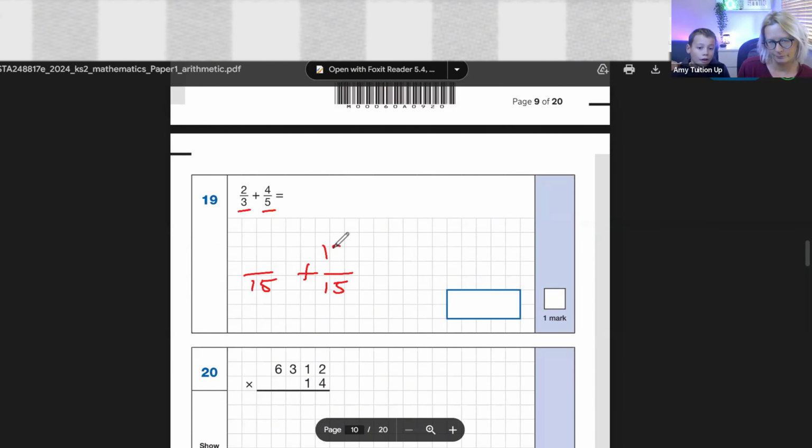15ths, and that's what did you say for this one? 10. And that's an improper fraction, so you've got to make it a mixed number, and the mixed number would be 1 7 15ths, which I don't think you can simplify. Yep, you can't. Well done.